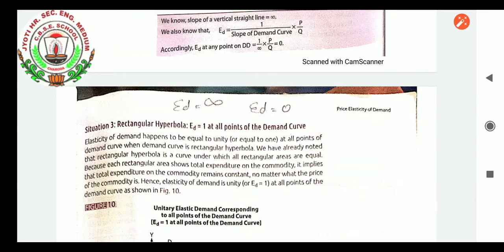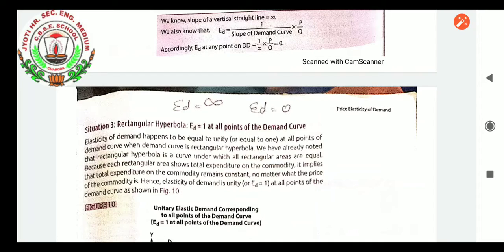Next, the third one, the rectangular hyperbola, students. When you get unitary elasticity of demand, that is ED equals 1, in this situation you will get a perfect rectangular hyperbola. I will show what a hyperbola is. Remember, when the demand curve is a rectangular hyperbola, ED equals 1. Elasticity of demand happens to be equal to unity at all points of the demand curve when the demand curve is a rectangular hyperbola.